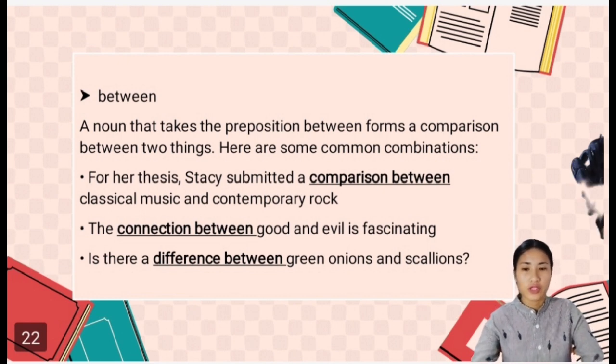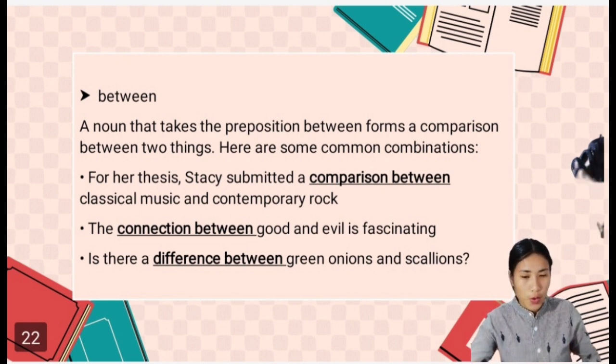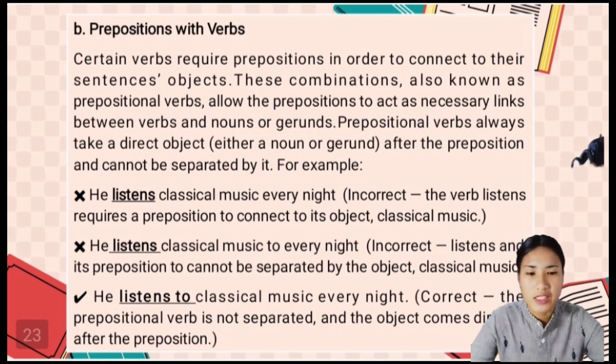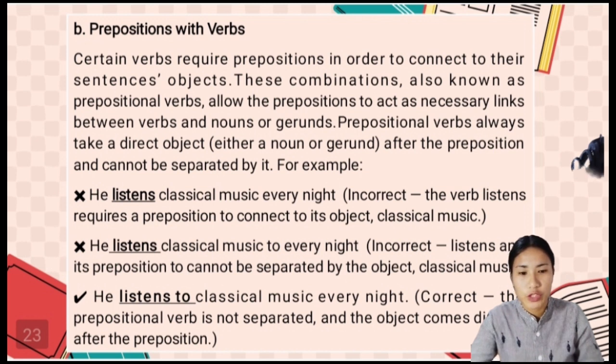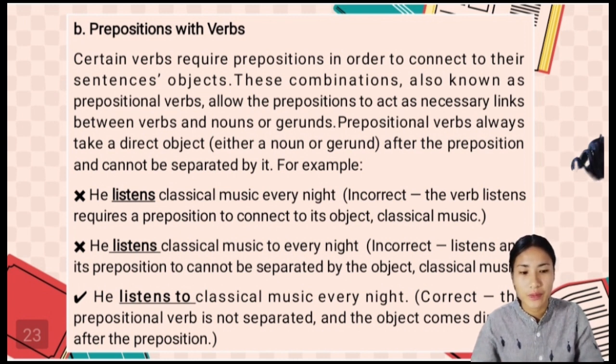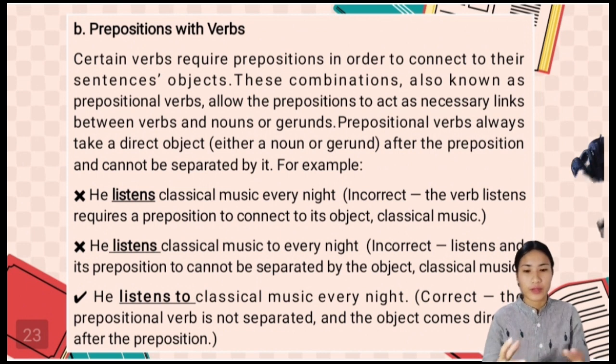And then let's continue to talk about prepositions used with verbs. Let's see the explanation of prepositions with verbs. Certain verbs require a preposition in order to connect to their sentence's object. This combination, also known as prepositional verbs, allows the preposition to act as a necessary link between verbs and nouns or gerunds. Prepositional verbs always take a direct object, either a noun or gerund, after the preposition and cannot be separated by it. So let's look at the example.